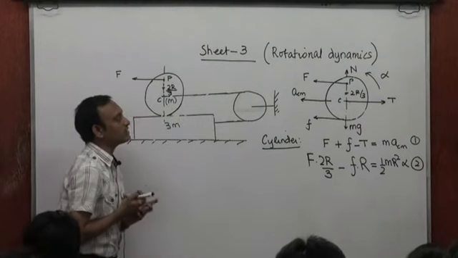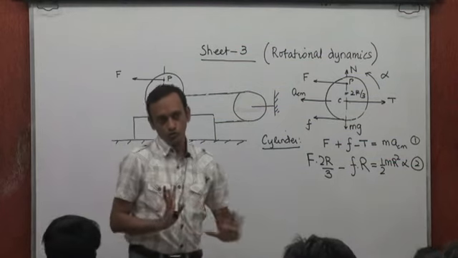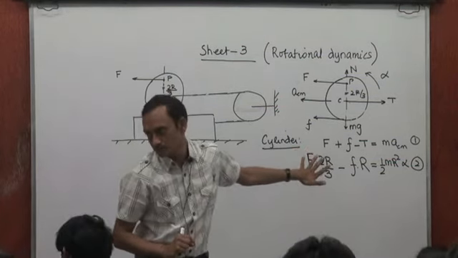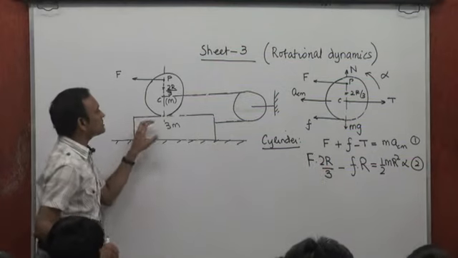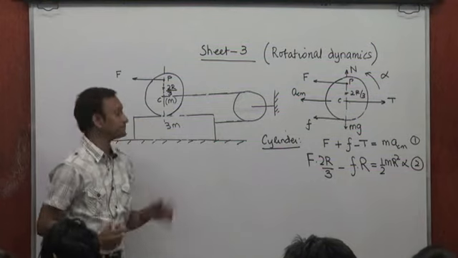F into 2r by 3 minus small f into r is half mr squared into alpha. Now, this is all that we could do as far as the cylinder is concerned. Clear? Let's come to the block side of this story. The block now. Let's look at the block.